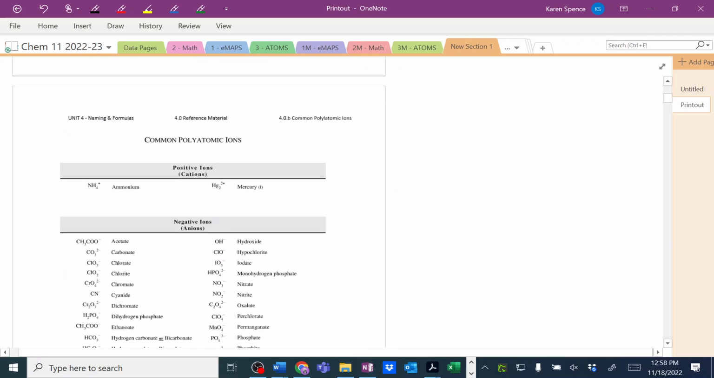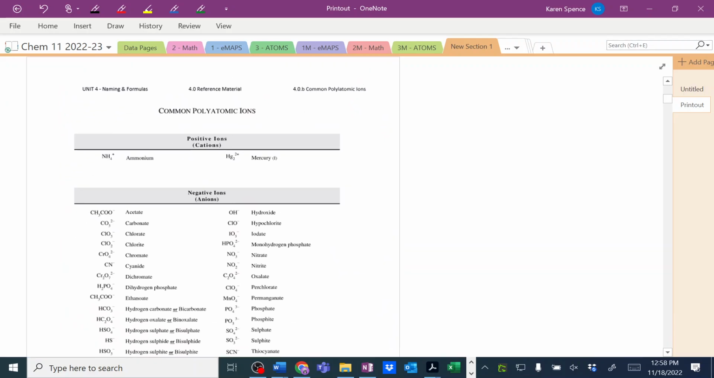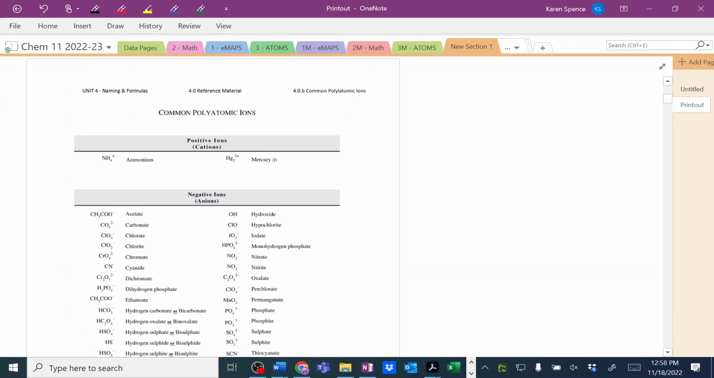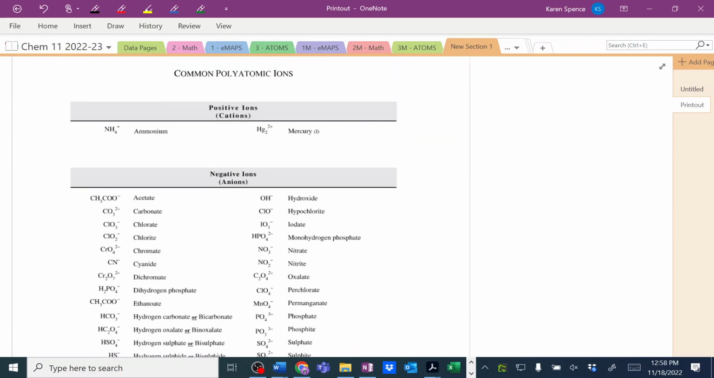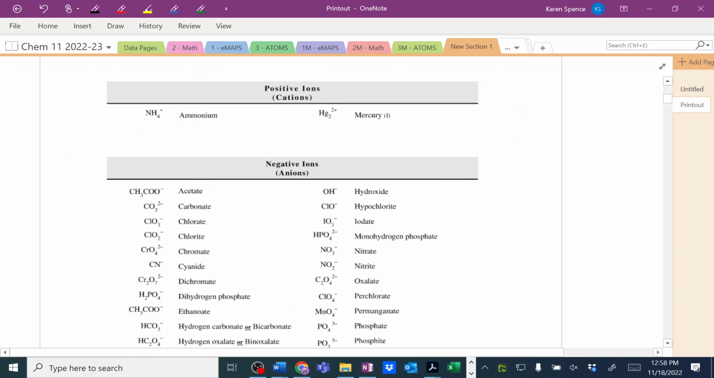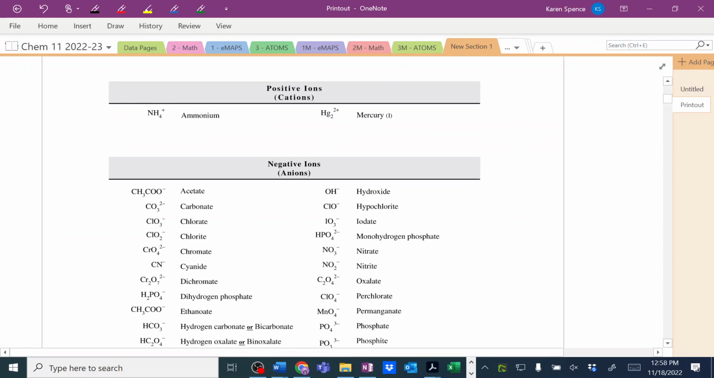Second thing we come across is our common polyatomic ions. That's one of the handouts that you picked out, the one that says FMD on it. It's in your book, but it's also in there. And there's a whole list of them. They are listed alphabetically.